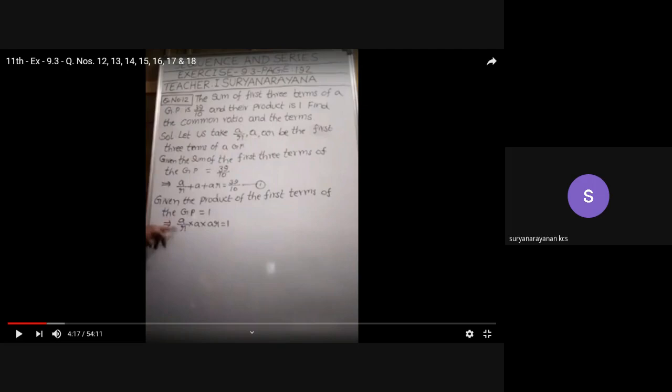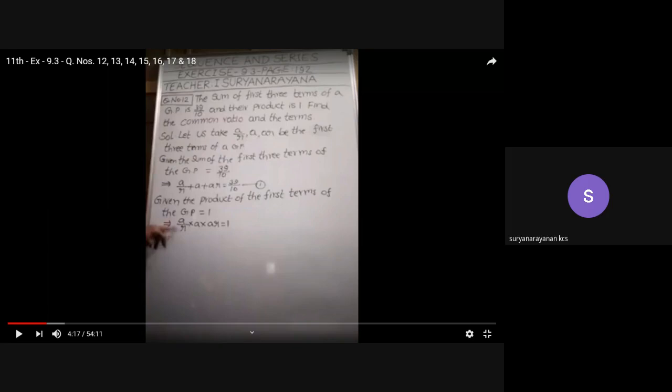Similarly here, three terms of GP should be selected. That is why we have assumed a by r, comma a, comma ar. These are the three terms of the geometric progression. We have selected like this. Okay, my dear children? I will give you the table how to select terms of GP. Okay. Yes. Now, please carry on.